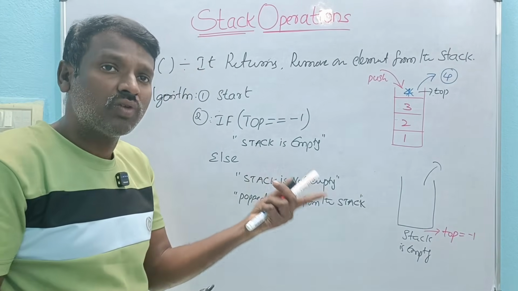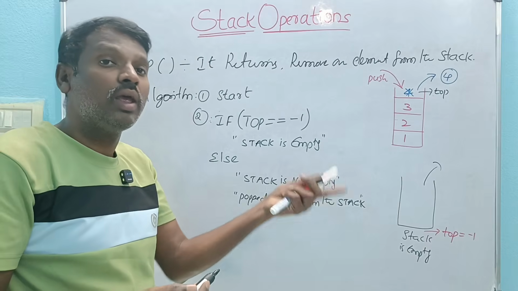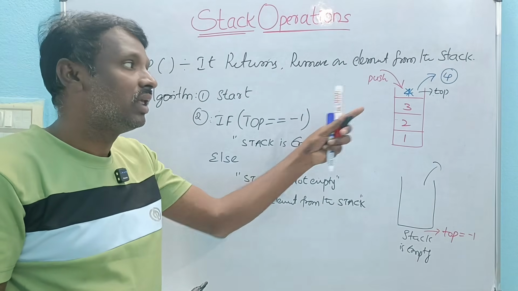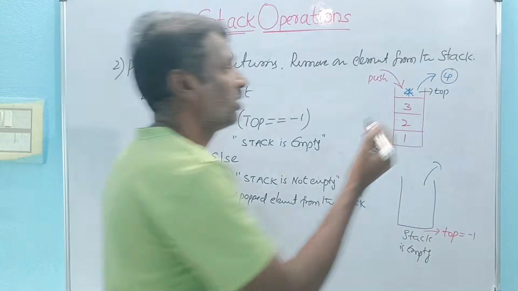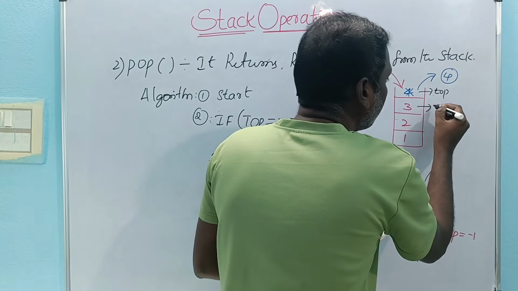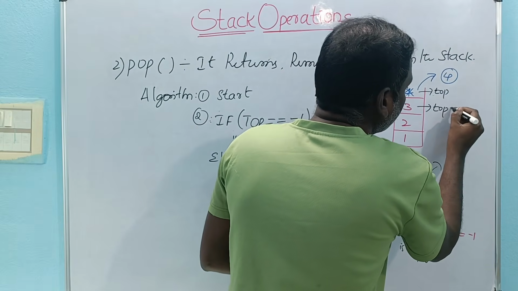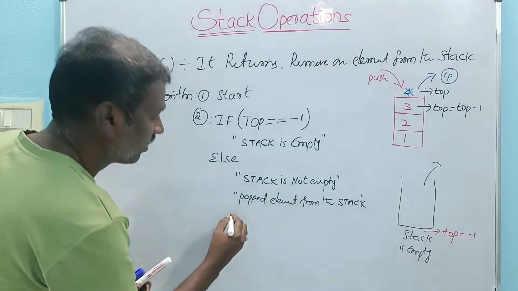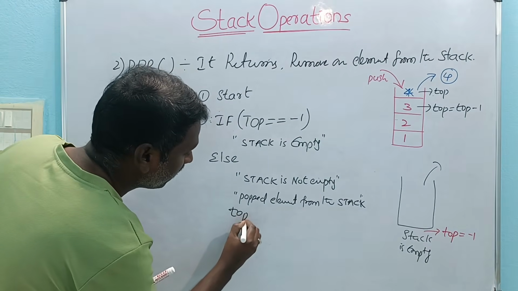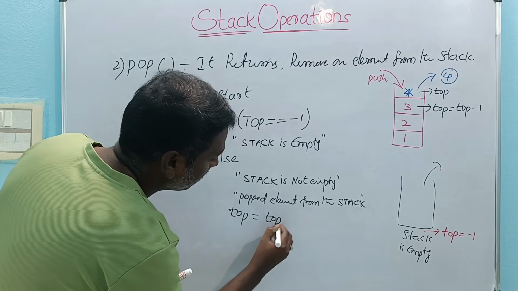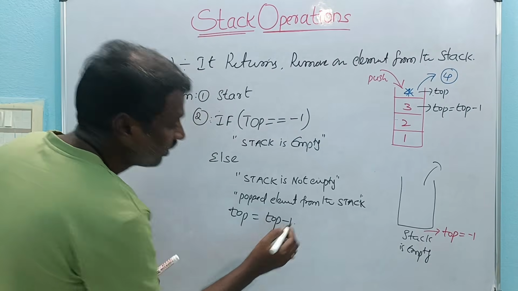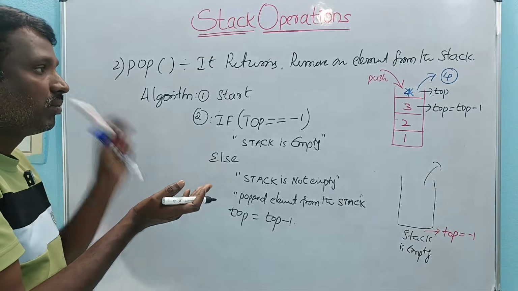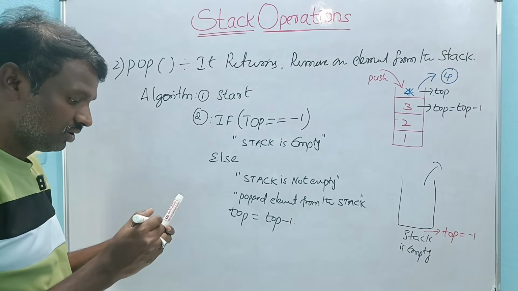If you successfully perform the push operation, top will be increased. At that time top equal to top plus 1. Here top equal to top minus 1. After completion of a successful pop operation, top is decreased by 1. So we write here top equal to top minus 1. So this is a simple algorithm for the pop operation in the stack.